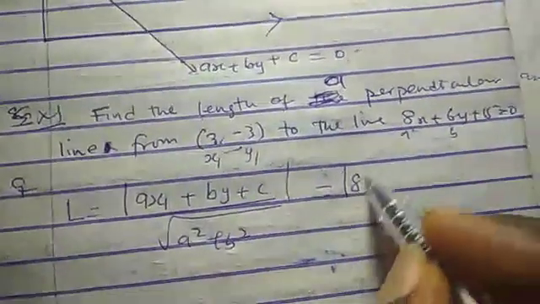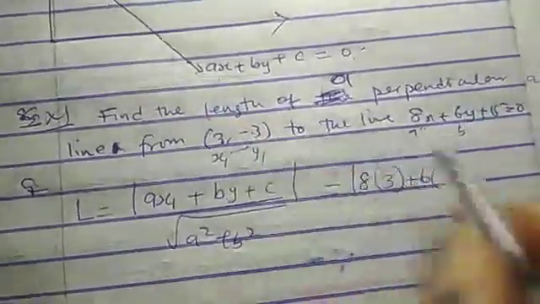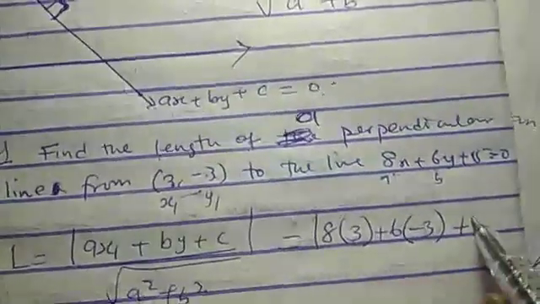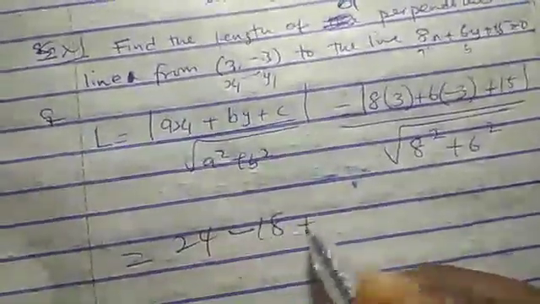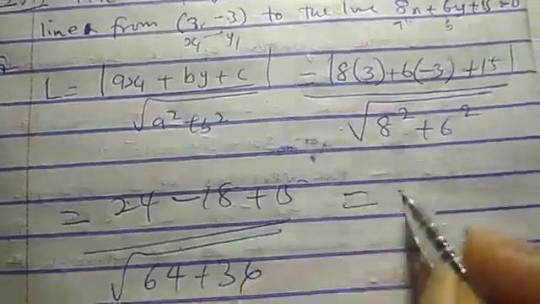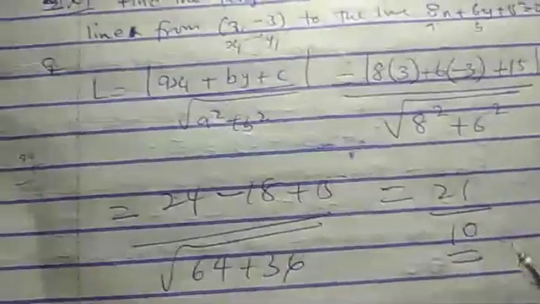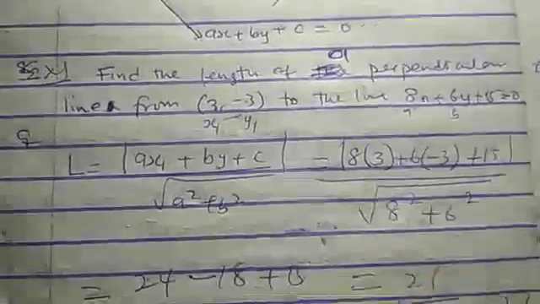So our answer is 8 times, our x is 3, plus 6 times y, our y is minus 3, plus this 15, over root of a squared plus b squared. From that place, 8 times 3 should give me 24 minus 18 plus 15 divided by, this is 64 plus 36. Now 24 plus 15, 21 over 10, or let's say 2.1. So that will be the length of that certain line that is perpendicular to this from point 3, 3.